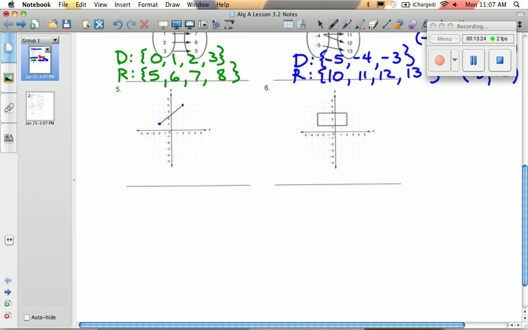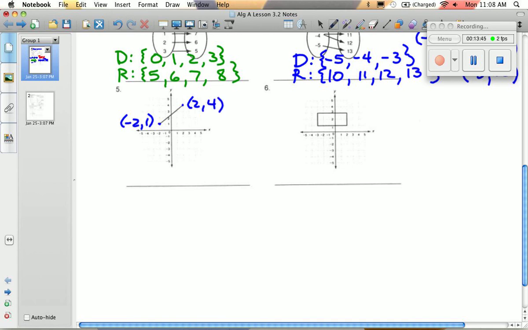What's the ordered pair name of the bottom end of that line segment? (-2, 1). Would you write that right on your graph like that? Write the ordered pair name. What's the ordered pair name of the other endpoint? (2, 4).